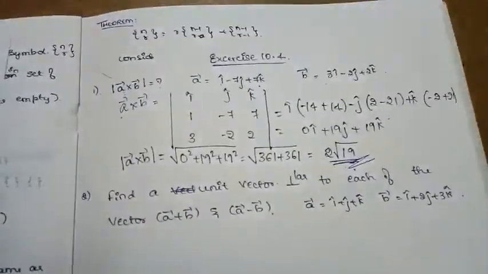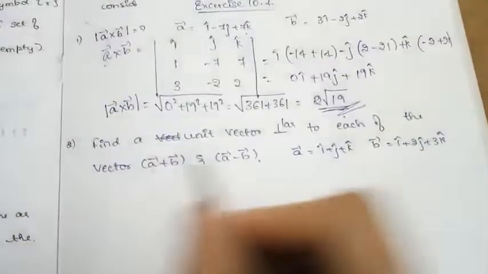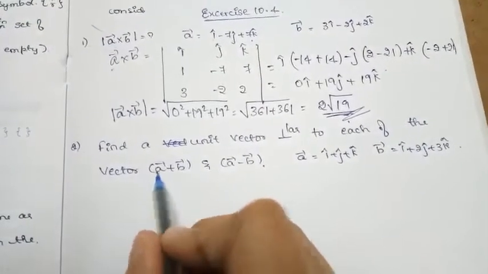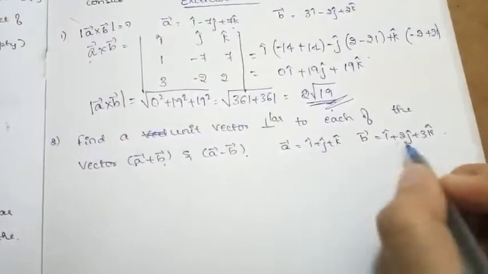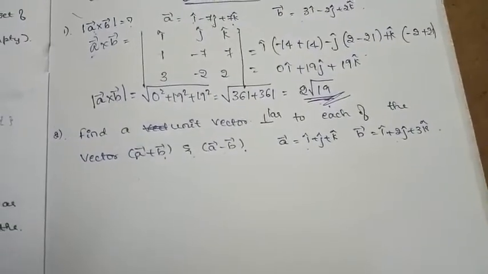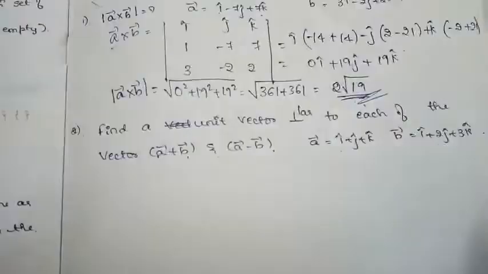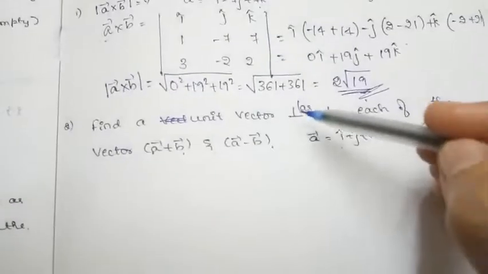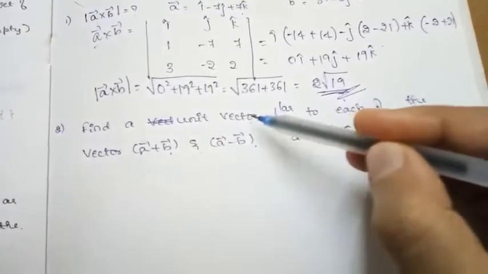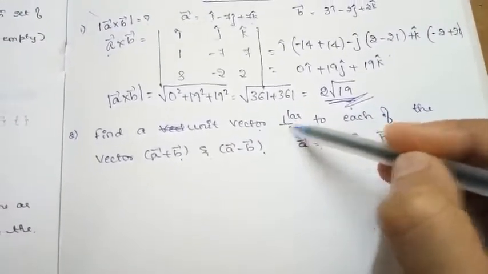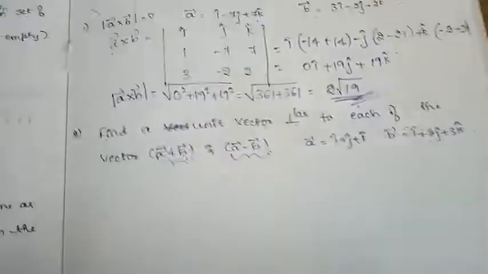The next question: find the unit vector perpendicular to each of the vectors A plus B and A minus B, where vector A and vector B are given like this. Understand the question properly. Here we need to find the unit vector, and that unit vector should be perpendicular to both vector A plus vector B and vector A minus vector B.